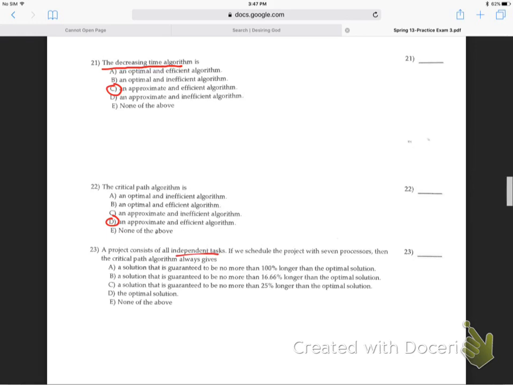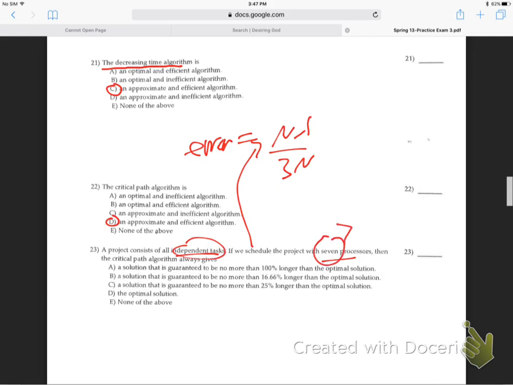If we schedule the project on 7 processors, here's that formula I gave you, right? N minus 1 over 3N, the error. I just gave you that for the practice exam. There's that formula. How do you know? It says independent, and it tells you 7 processors. That's N. So you take that 7 and you put it in.